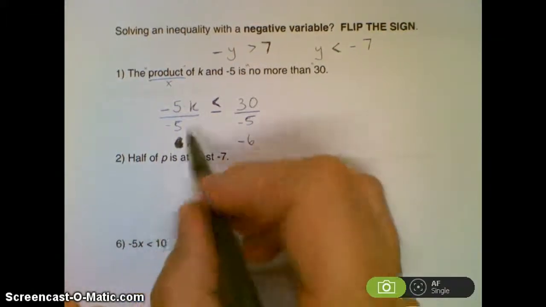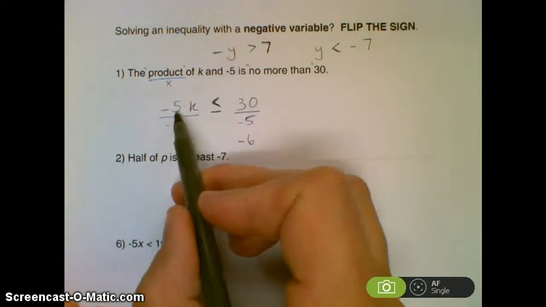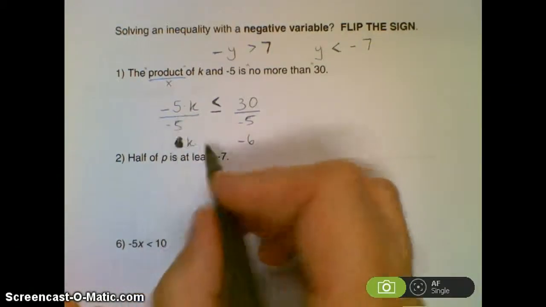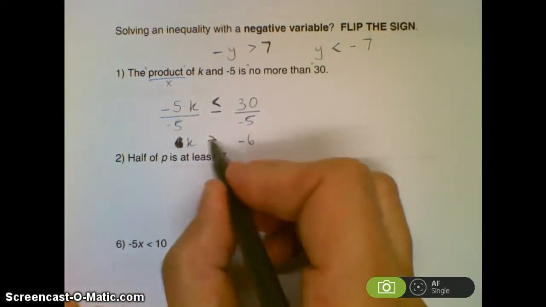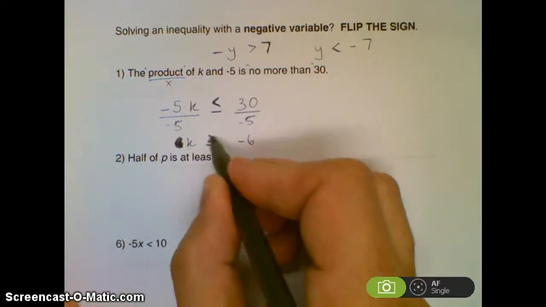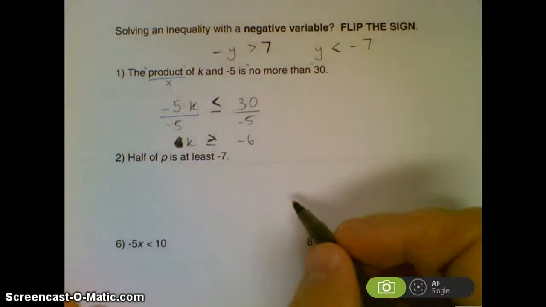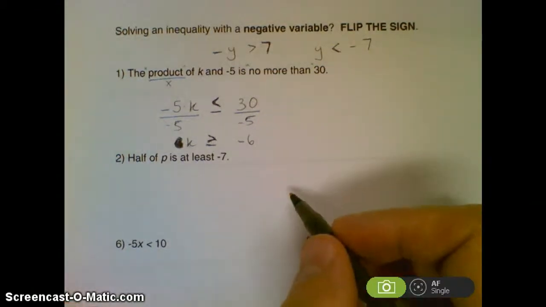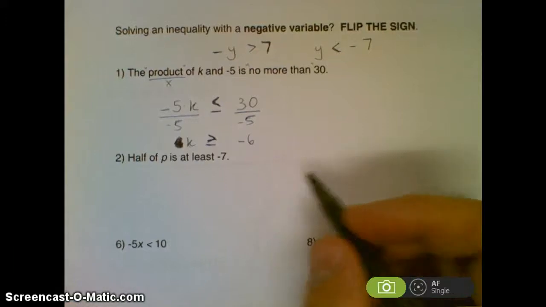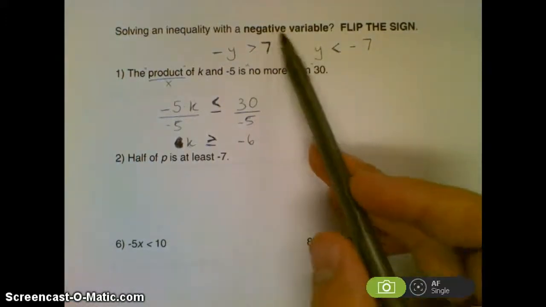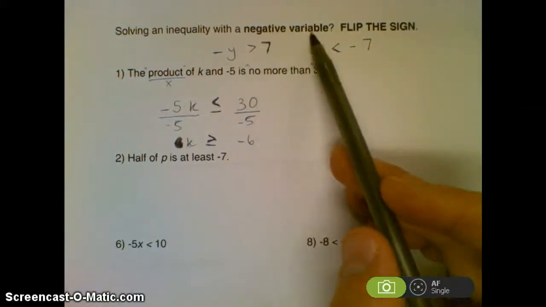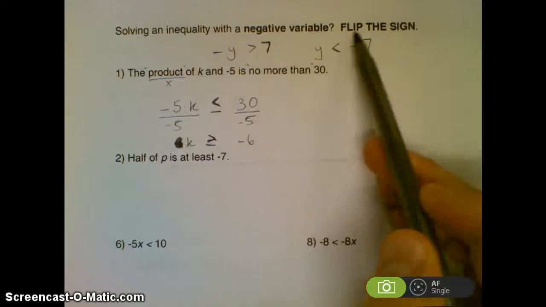Now, since I had a negative number here, and I divided it out, I actually flipped the sign. So k is greater than or equal to negative 6. So remember that. If you're using a negative variable in an inequality, you have to flip the sign.